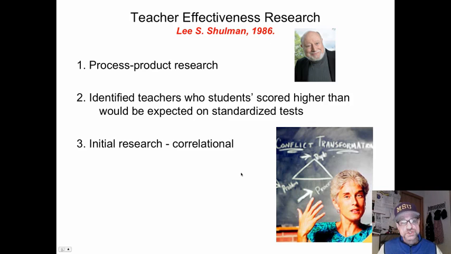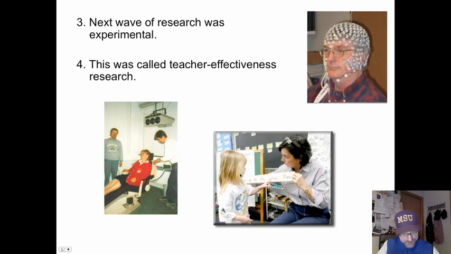So the initial research was correlational. Now remember, correlation does not infer causation. So the next wave of research was experimental, where you had a control group and an experiment group. One group did something, the other group did not, and they looked for differences. One group used wait time, for example, one group did not, and they looked to see any differences in student achievement. This is what is called teacher effectiveness research.